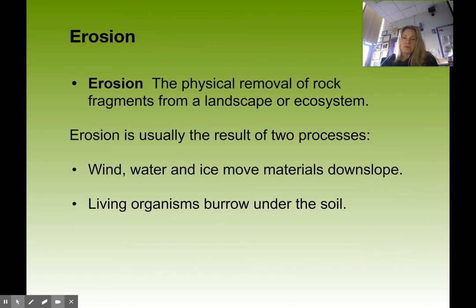And then we've got erosion. Erosion is just the removal of rock from one place to another. There are natural agents that do this: wind, water, ice moving downhill, or organisms. Wind would be blowing the rock around. Water is moving it, like with a river or a hillside. And then ice, as a glacier moves downhill, it carries sediment. And then living organisms are burrowing, making holes underground, and moving the soil around as they do that.